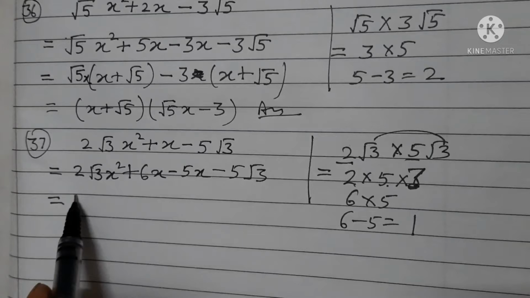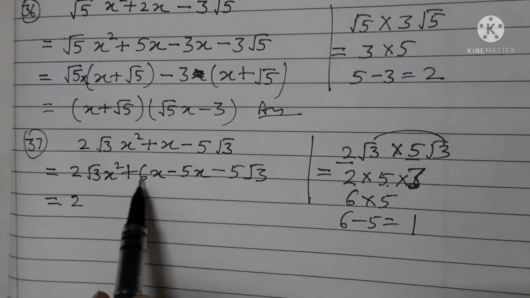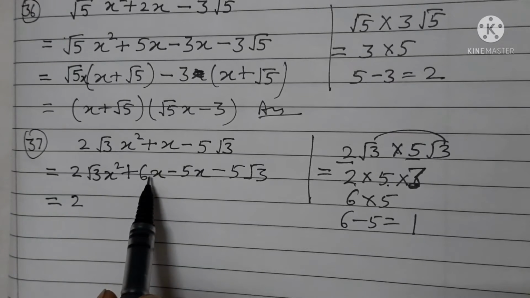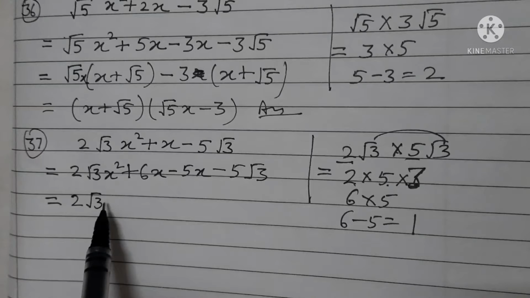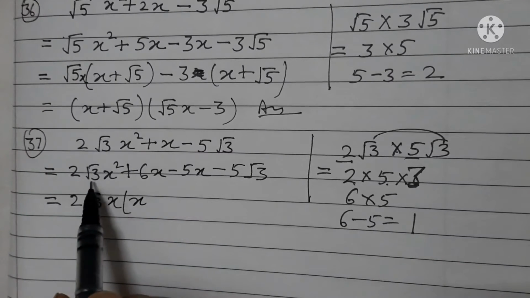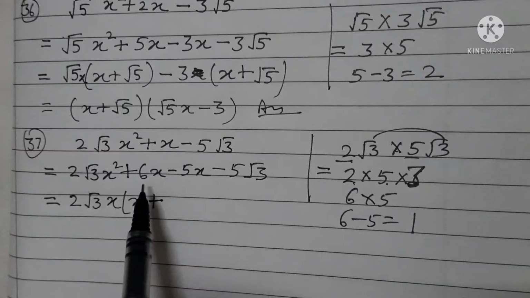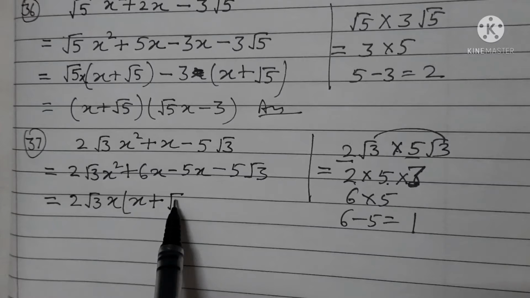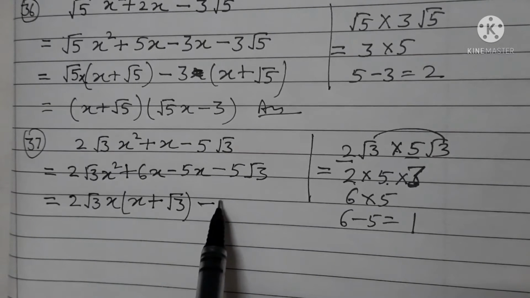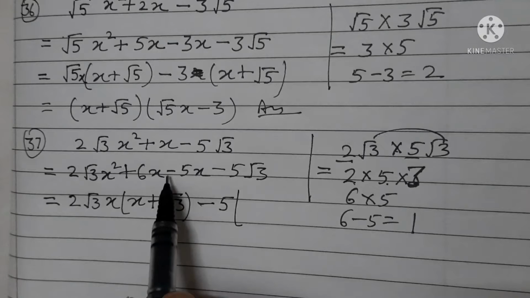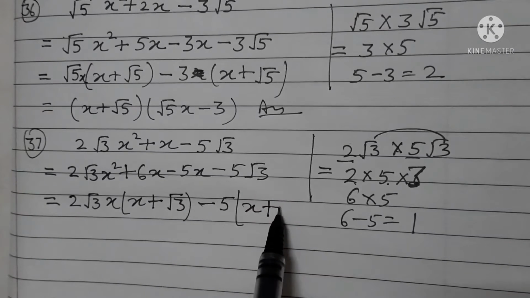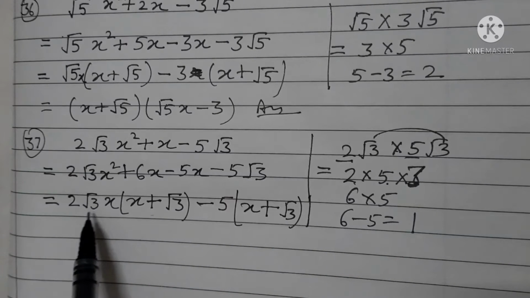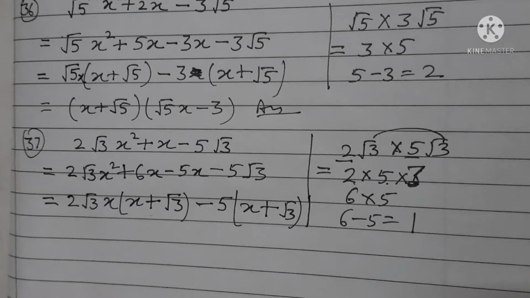Now take 2. Here you can write 6 as 2 3s are 6, and 3 you can break as root 3. So 2 root 3 common and x common. So here x only, plus root 3 common, 2 common. Only 1 root 3 is in the bracket. Minus common, 5 common. Here x plus root 3. x plus root 3 is common and the other factor will be 2 root 3x minus 5. Then answer.